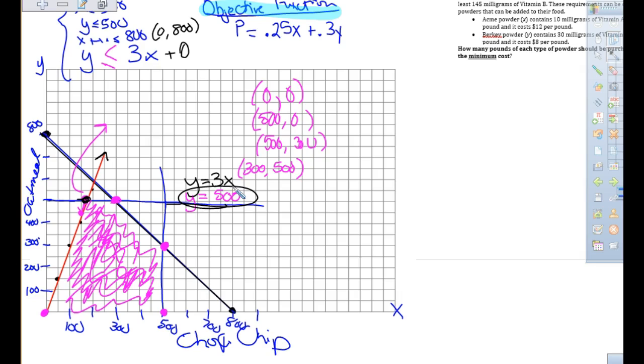Well, we already know y is 500. This is a perfect substitution problem, right? Y equals y. 3x equals 500. We already know the second part of the ordered pair is 500. You just have to find x, dividing both sides by 3.